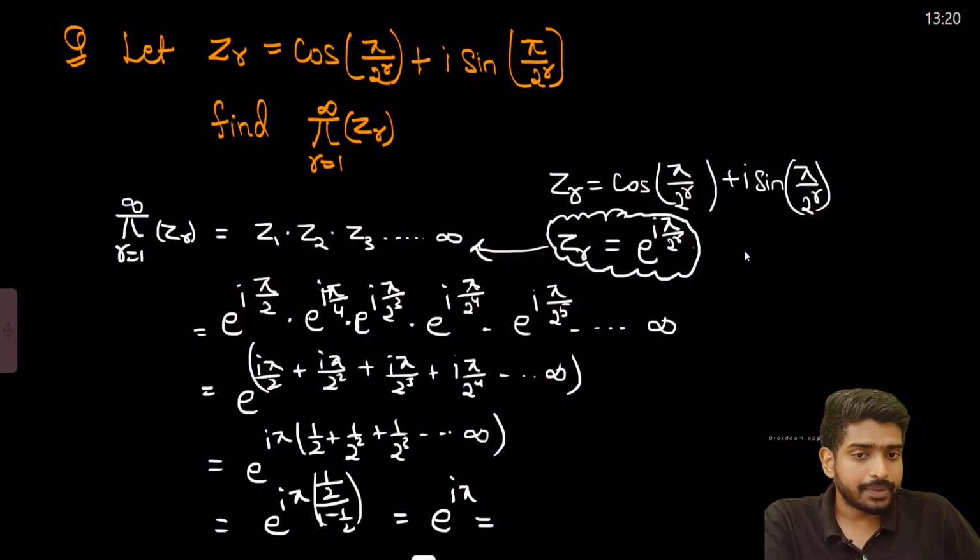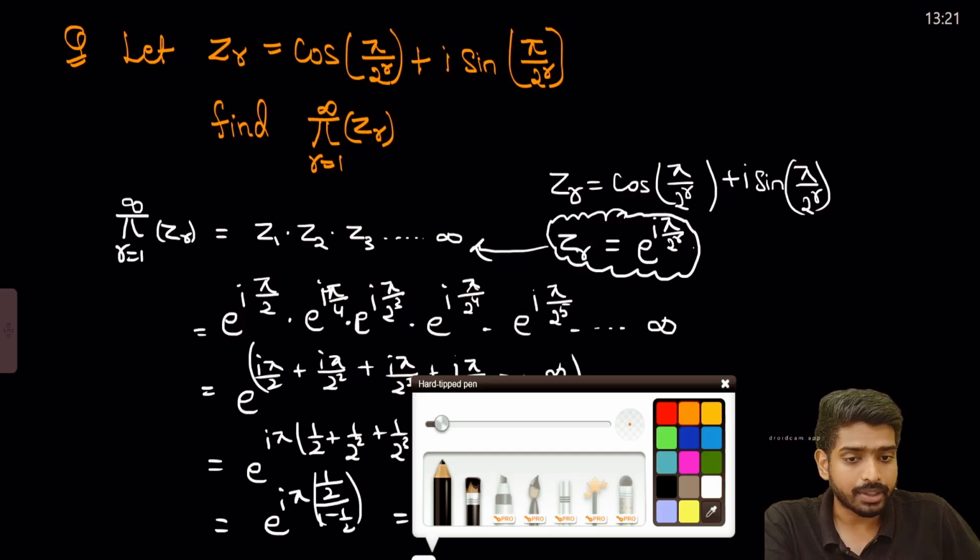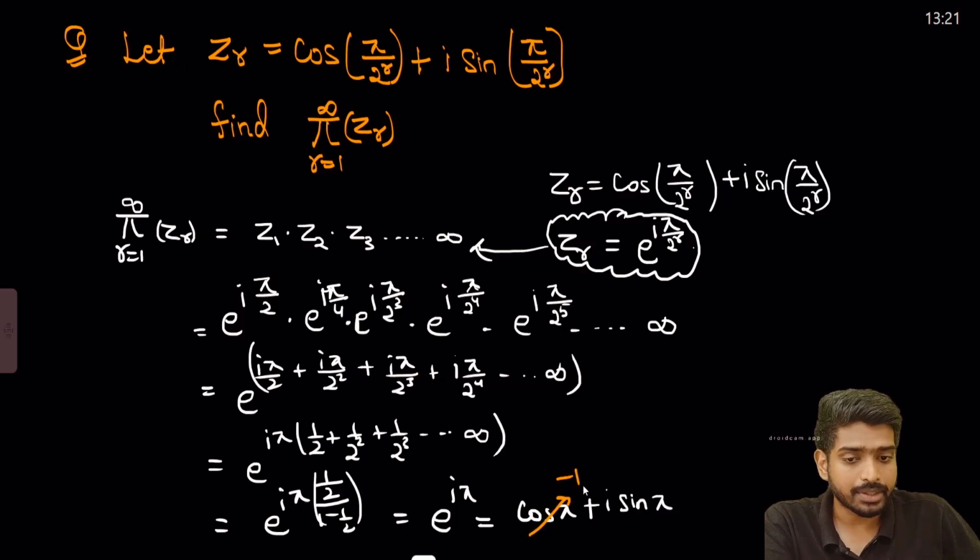Again, if we write this in polar form, the angle is pi, right? So cos pi plus iota sin pi. Now what is cos pi? Cos pi is minus 1, and sin pi is 0. So the answer we get is only minus 1. Got it?